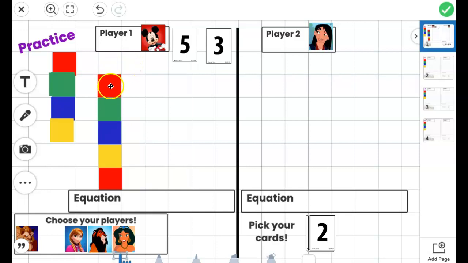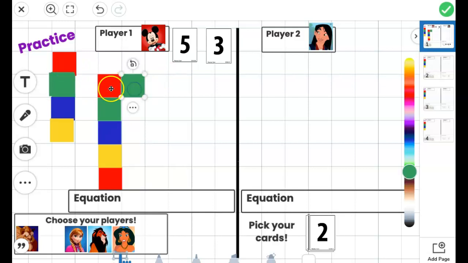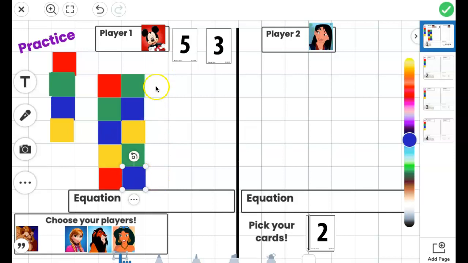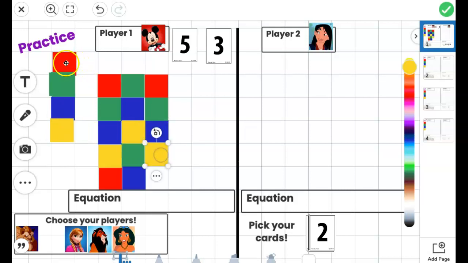I already have 1, so I only need to build 2 more. If I built 3 more, that would be too many. So I have my first column. Here's my second column I'm starting. 1, 2, 3, 4, 5. All right, I need 1 more column to have my 3 columns all together. I need 1, 2, 3, 4, 5.